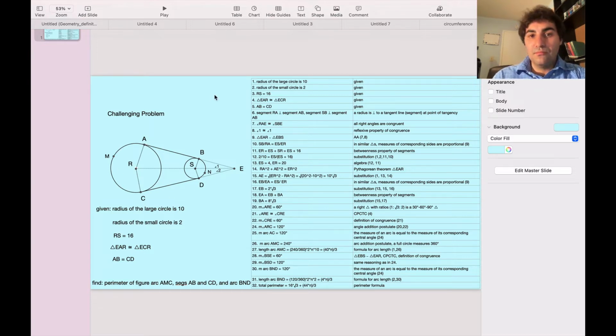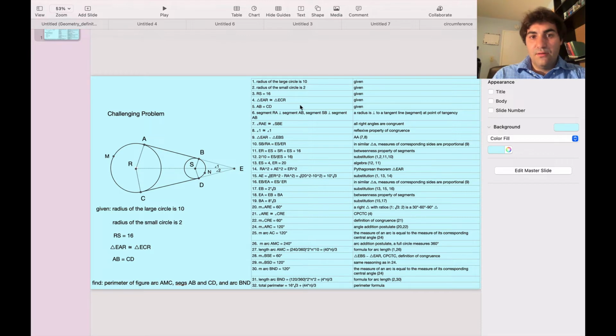I've condensed some steps here, and even still it's a pretty long problem, so I might be a little bit fast with the proofs and all that. Let's just get started with it.